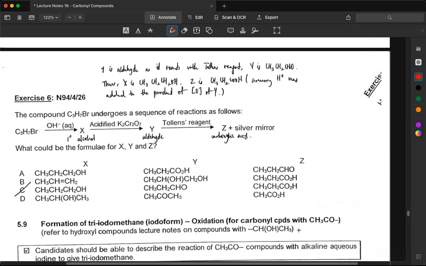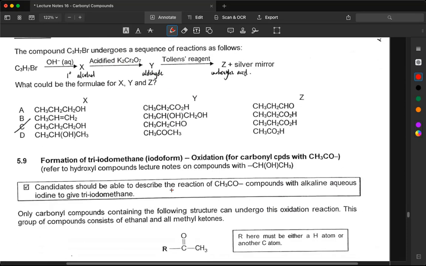Then for this one, what is X, Y, and Z? So X is the alcohol OH, then oxidize, then further oxidation to this. Because you don't use KMnO4, you form aldehyde and not carboxylic acid.